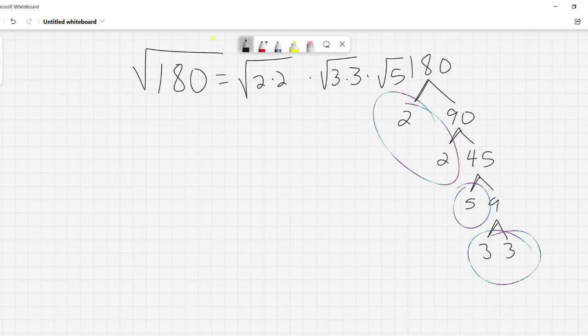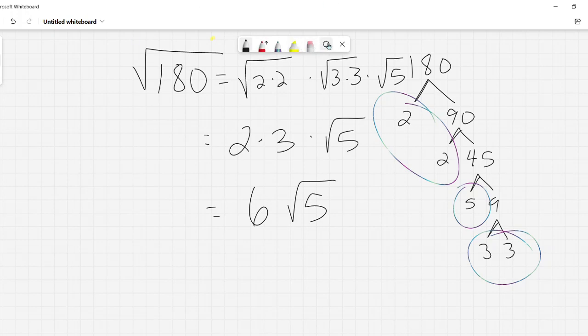So the square root of 2 times 2 is 2. The square root of 3 times 3 is 3. And then square root of 5 just stays the same. 2 times 3 is 6. 6 square root of 5. If factor trees are easy for you, then this is probably the way to go.